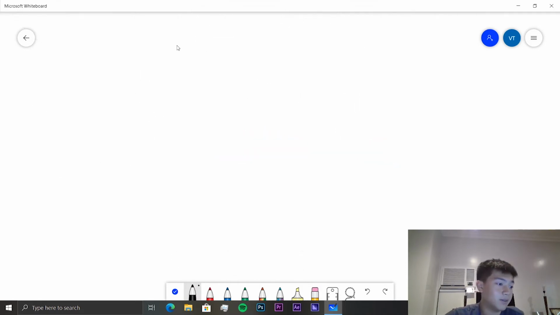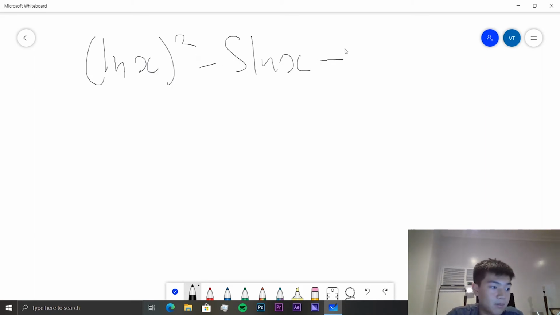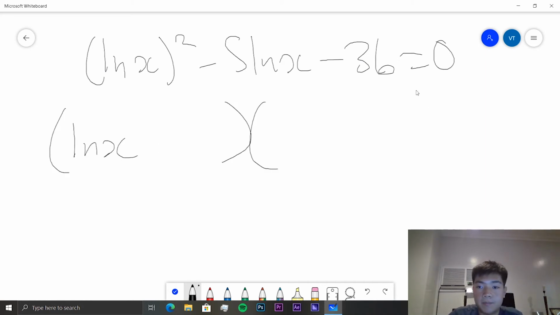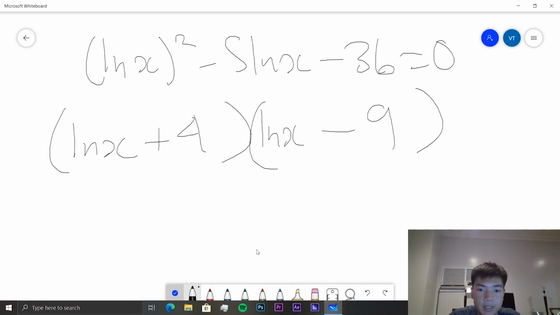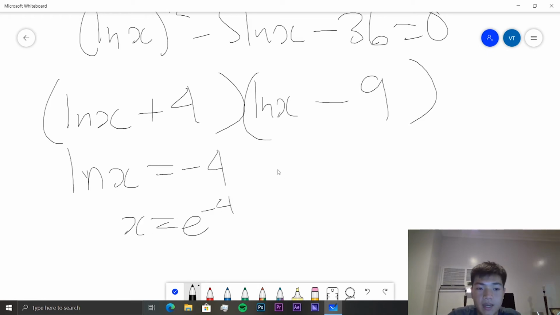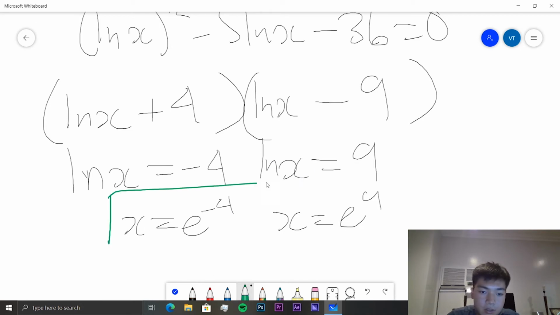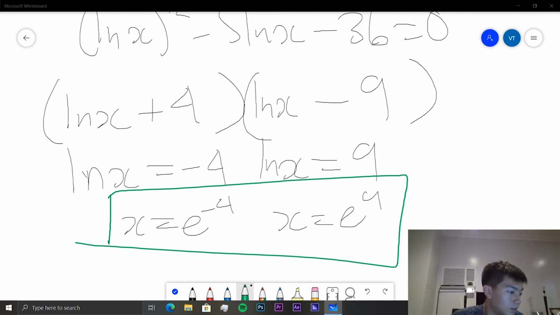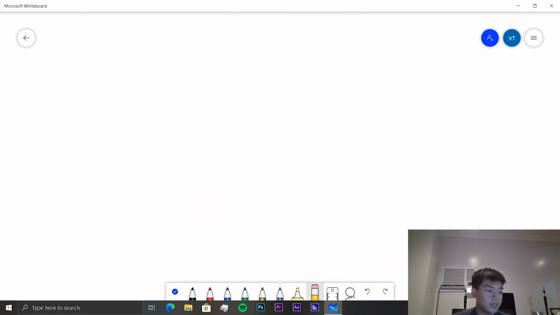Okay, next, the other one was ln x squared minus 5 ln x minus 36 is equal to 0. Factorize into ln x minus 9 and ln x plus 4, yeah, because 36 and negative 5. So we have ln x is equal to negative 4, x is equal to e to the negative 4, and ln x is equal to 9, x is equal to e to the 9. So these are our two solutions for these. Yeah, that's correct.